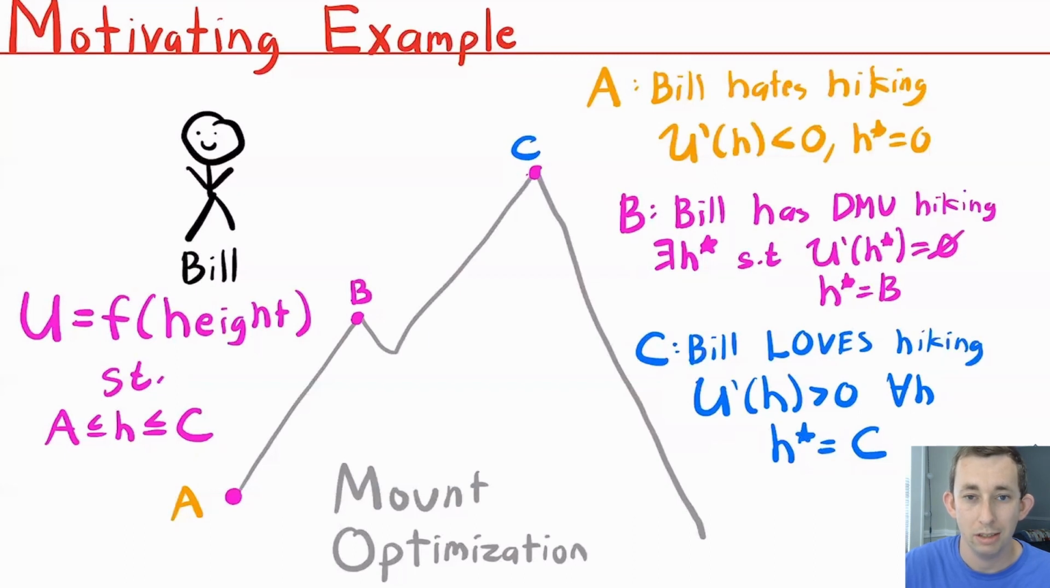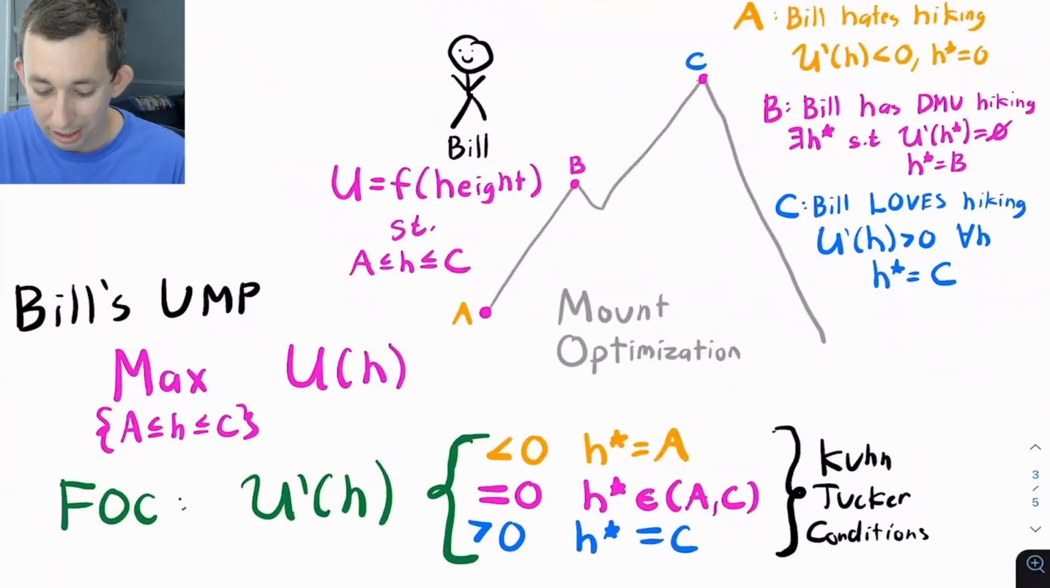So let's formalize this a little bit more. Here's that same example. I've just shrunk it. You can see that if we're maximizing my utility of height, here is my first order condition. Where my marginal utility is less than 0, I choose A. It's equal to 0 if I choose a point in the middle, between A and C. In this case, I said B. And if the first order condition or the marginal utility is always greater than 0, then I choose the maximum point available. And these are the Kuhn-Tucker conditions. The things in brackets right here are the KT, or Kuhn-Tucker, conditions. Hopefully this motivating example has made it easier to understand what exactly those conditions are saying.